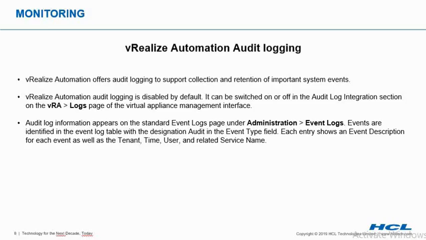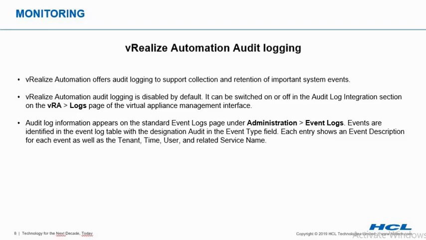So next is vRealize Automation audit logging. vRealize Automation offers audit logging to support collection and retention of important system events. By default, vRealize Automation supports audit logging for workflow subscription, endpoint, and fabric group create, update, and delete events. It also supports audit logging customization for a variety of IaaS events as well. Audit log information appears on the standard event logs page under Administration, Event Logs on the vRealize portal.